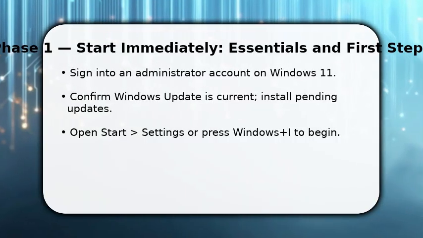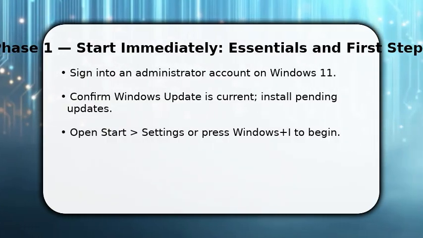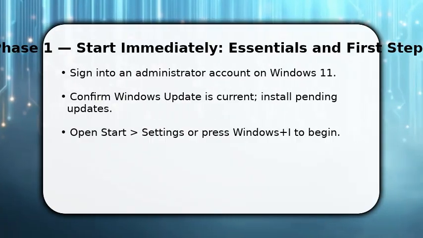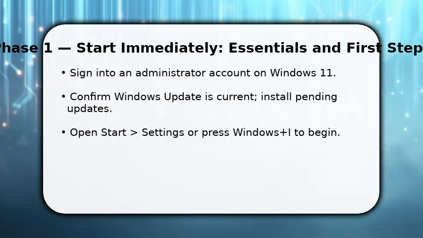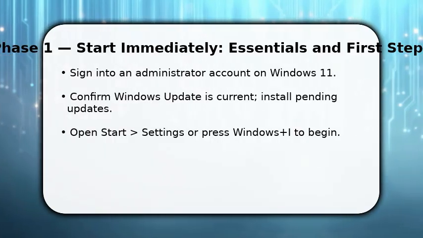You'll start by making sure prerequisites are ready. Sign into an administrator account and confirm Windows Update has finished installing. Once done, open Settings, press Windows + I or use Start. You want to be working with the current build so the taskbar options are available, otherwise toggles may be missing.